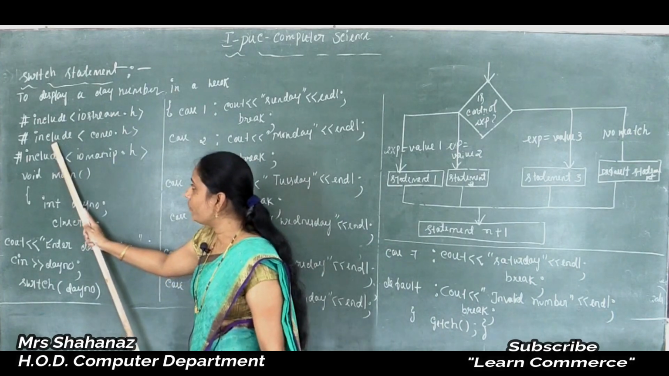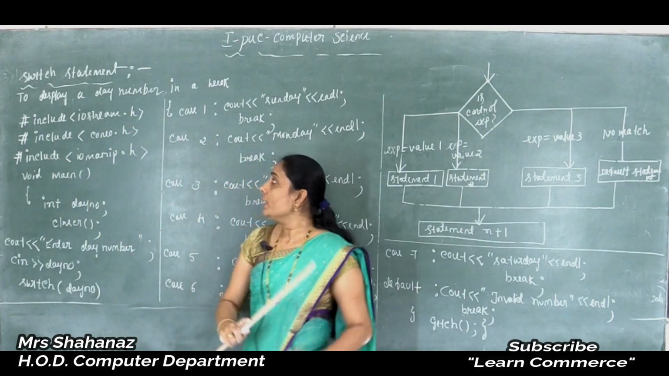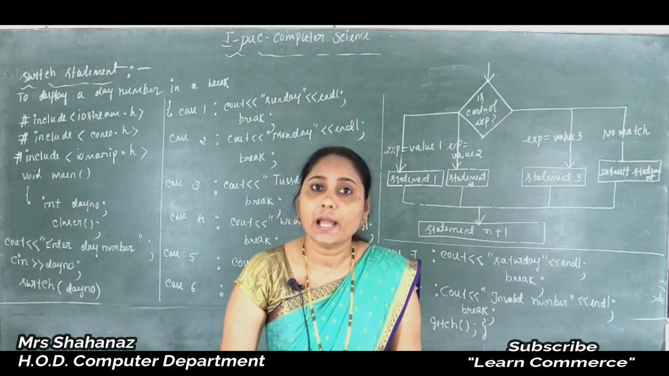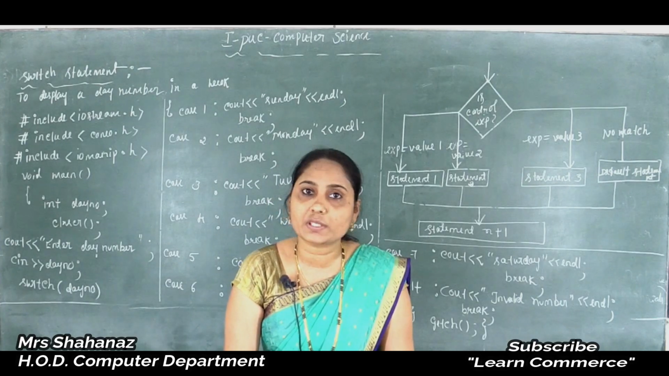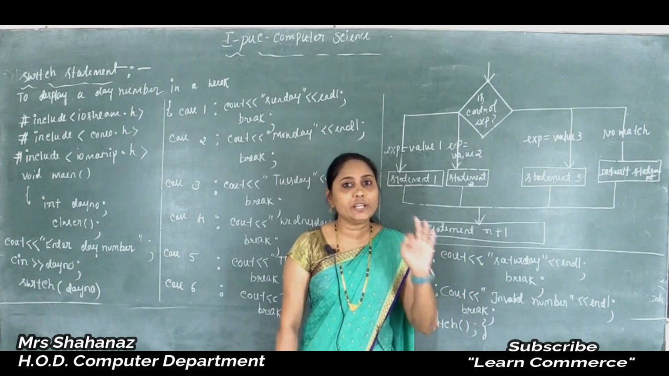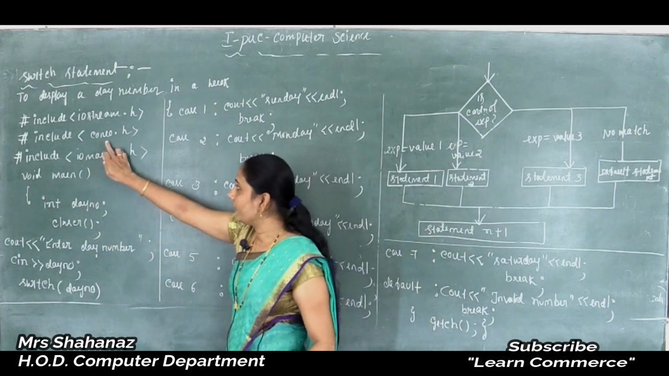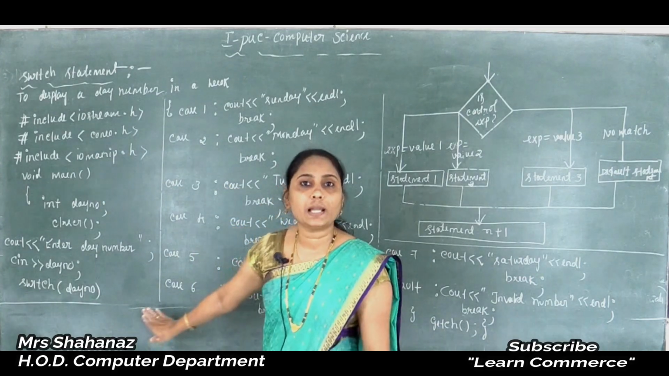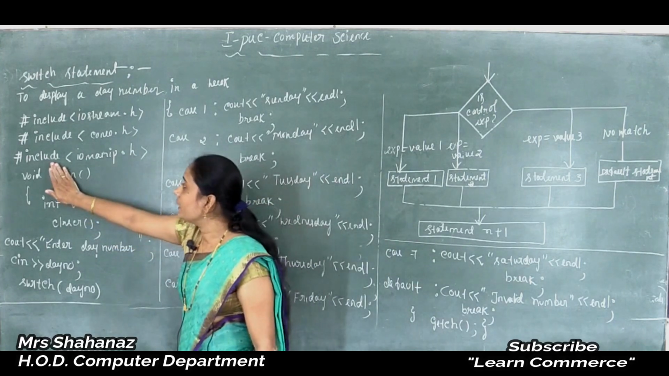And the second header file is #include conio.h. Why are we using conio.h? Because clrscr depends on the function. Depending on what function or variable we use in the program, we first need to declare the header file. So the second header file, conio.h, is suitable for clrscr, to clear the screen. Is this clear? Okay.